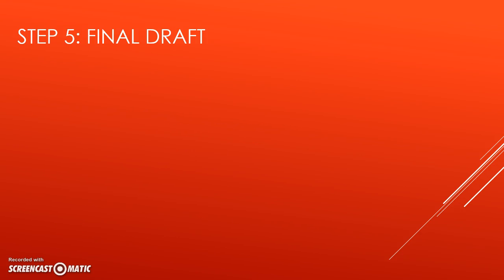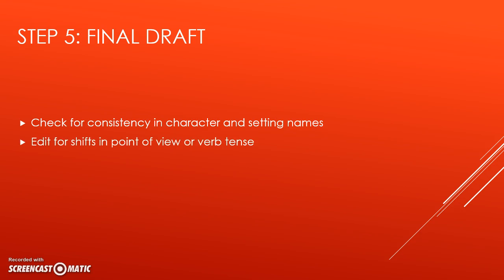The fifth step is to finish your final draft. So your short story should go through probably at least 3 drafts, 4 or 5 might be better, depending on how good you did the first time. Check it for consistency in character and setting names. Sometimes you decide to change a character's name because it sounds too much like another character's name, and then you don't do it throughout the story. So make sure they're consistent.